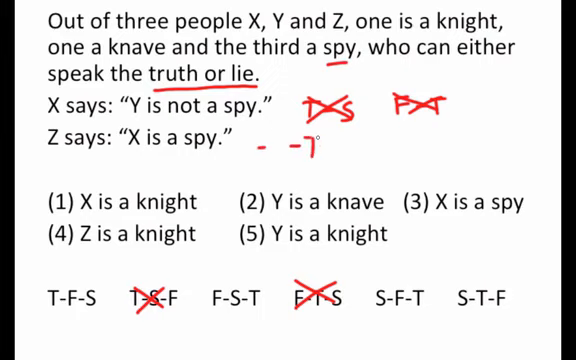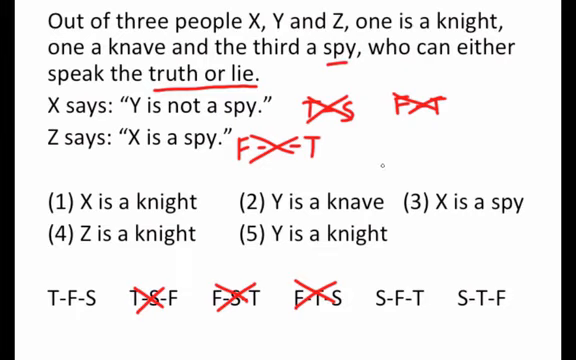Now, let's assume this statement to be true. What it is saying is X is a spy. So if this is true, that would make X a spy. So X cannot be F. Which means F blank T is not possible. And where is F blank T? F blank T is here. So this is ruled out.